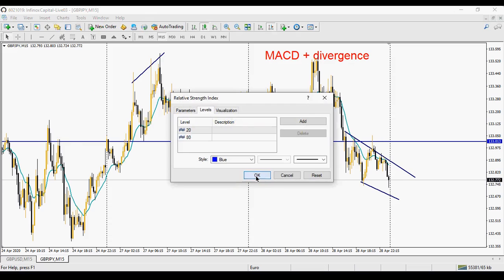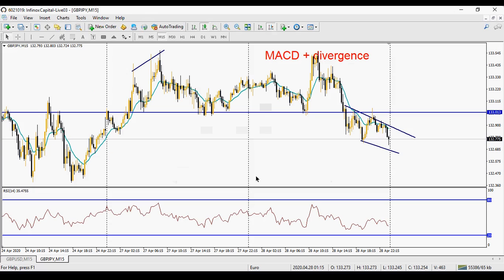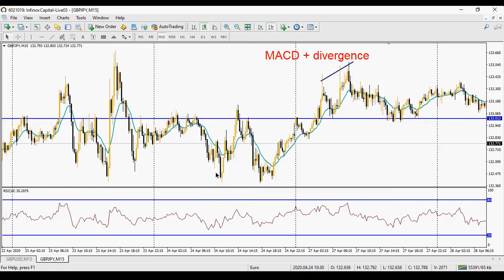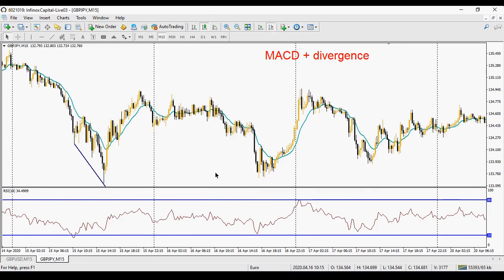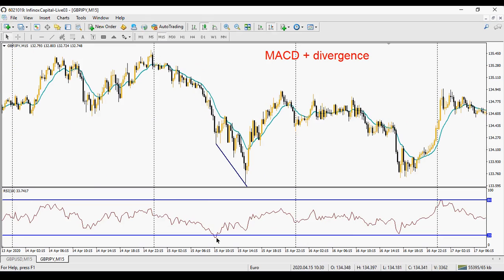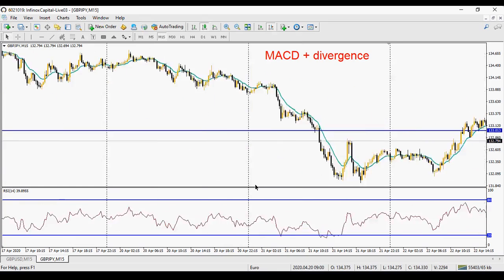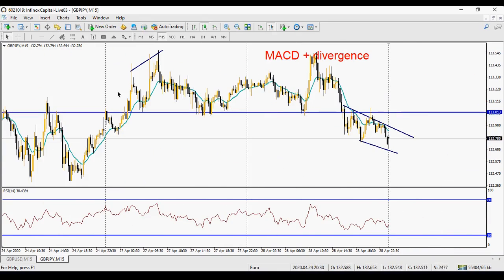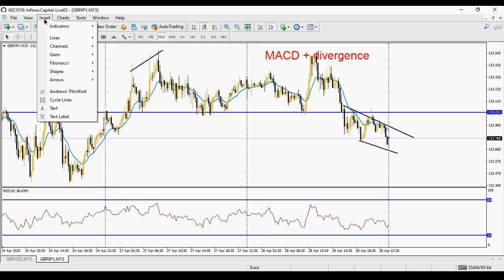But I don't really like the look and feel of RSI because it doesn't really give you much. You can see here, it gave you something here. It gave you divergence here also. So you can see this divergence. It depends on what you like, but I prefer the MACD divergence to any other, even TDI divergence. So that's it.